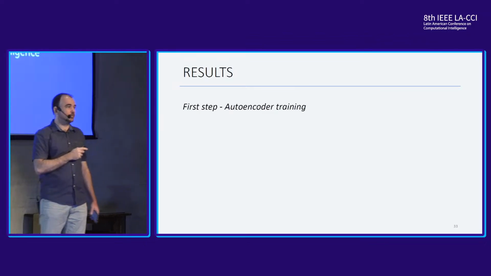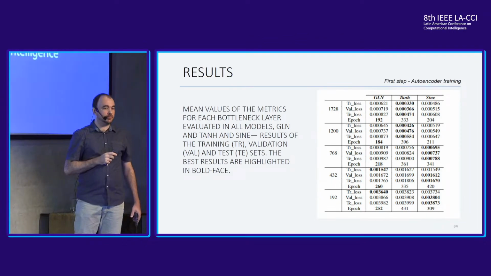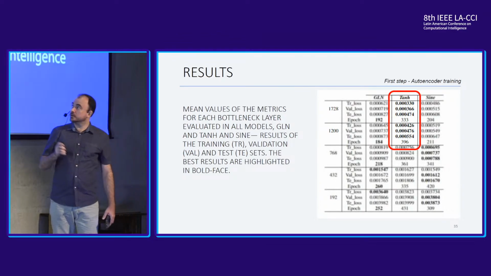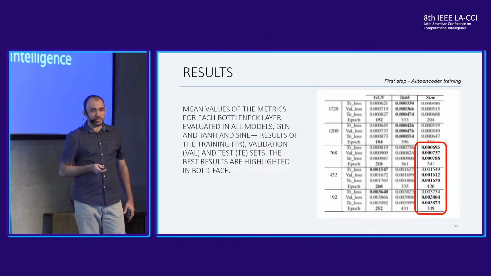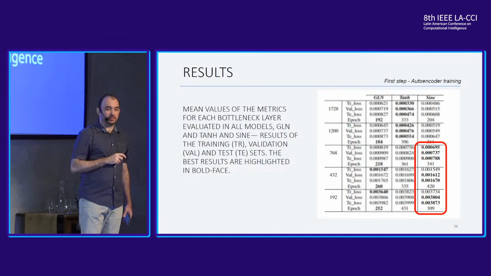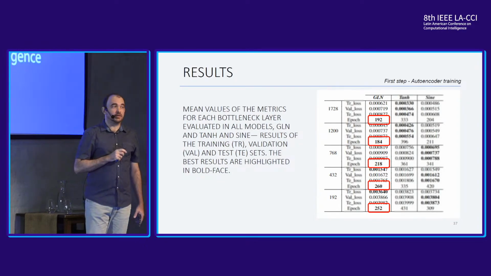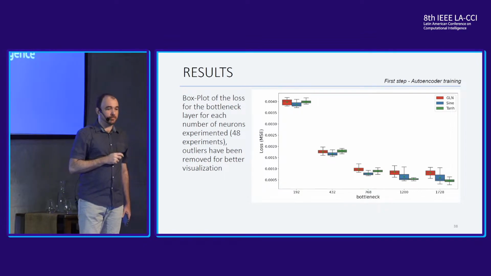First, the result of the first stage, autoencoder training. Here we see the mean value of the loss for each bottleneck layer. We have 3 activation functions and 5 different compression rates. In highlights, we see the TANH activation function obtains the best performance for the less compressed models, and SIN obtains the best loss for the more compressed models. But on the other hand, we see the GLN obtains the fastest convergence. Here we see the same results, but in a box plot for each bottleneck layer, with all samples shown.